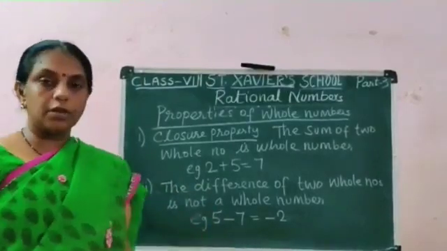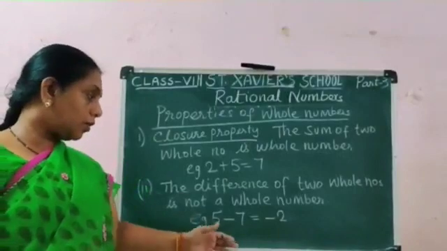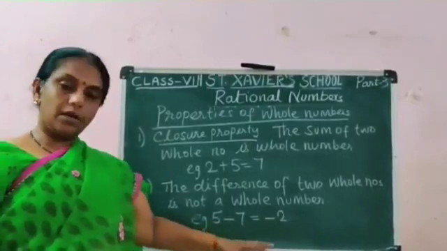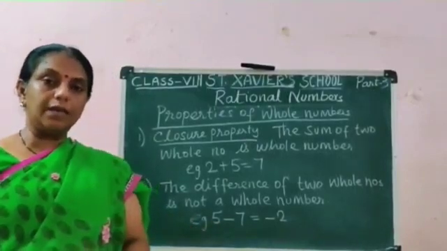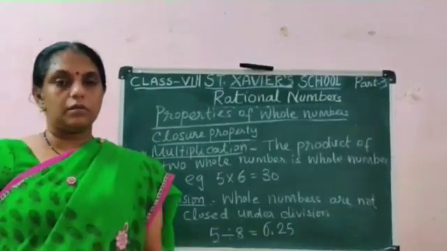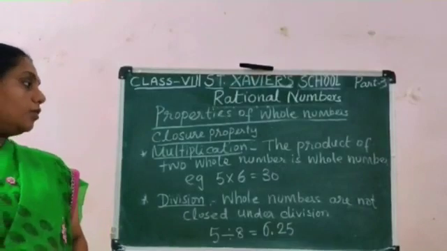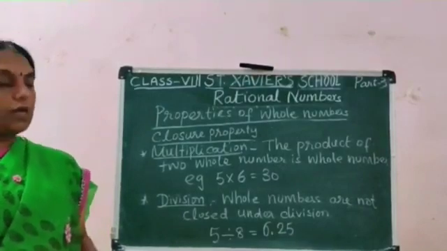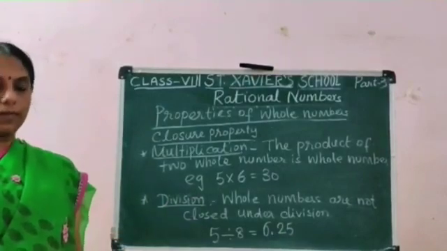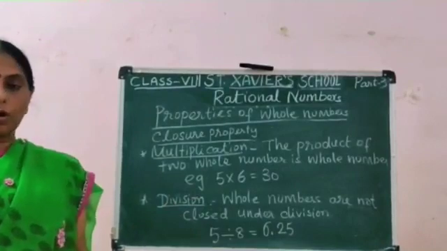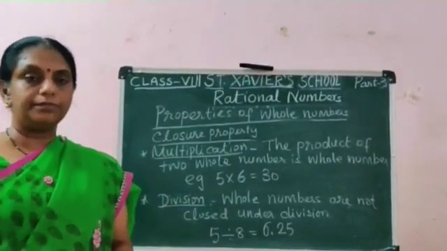In subtraction, the difference of two whole numbers is not a whole number. 5 minus 7, we are getting minus 2. Minus 2 is an integer. Closure property for multiplication: the product of any two whole numbers is a whole number. So 5 sixes are 30. Division: the whole numbers are not closed under division.